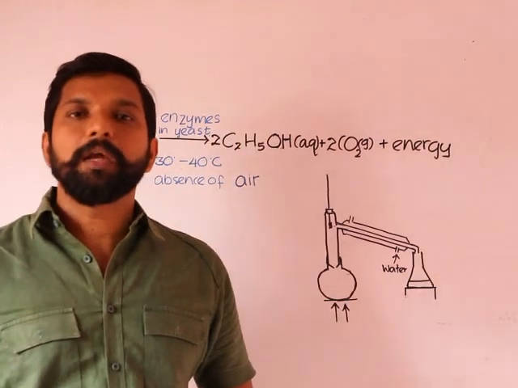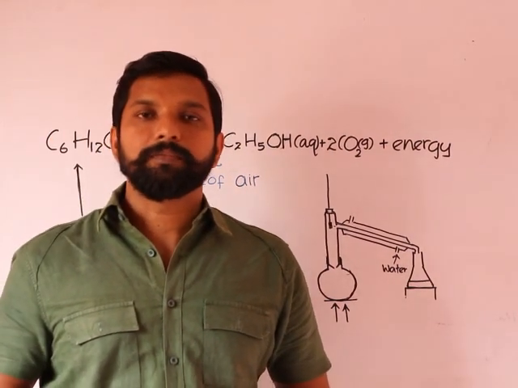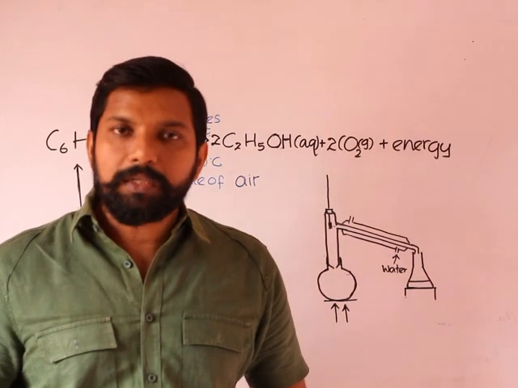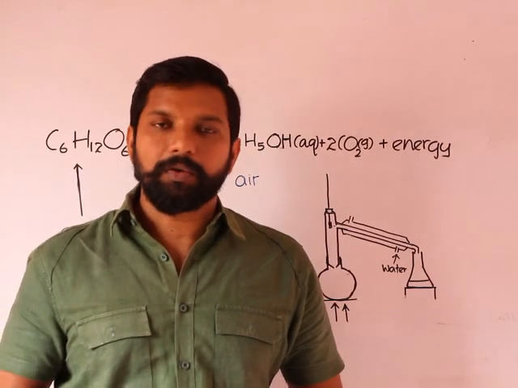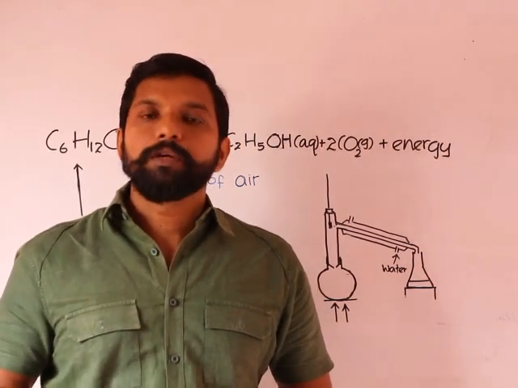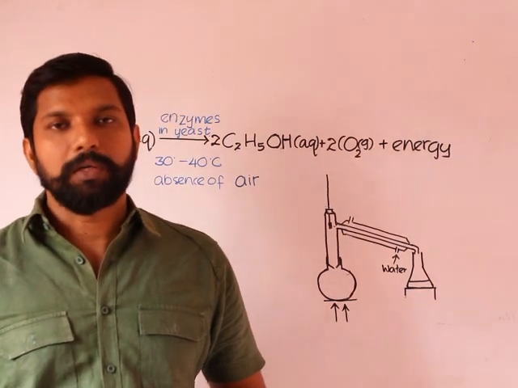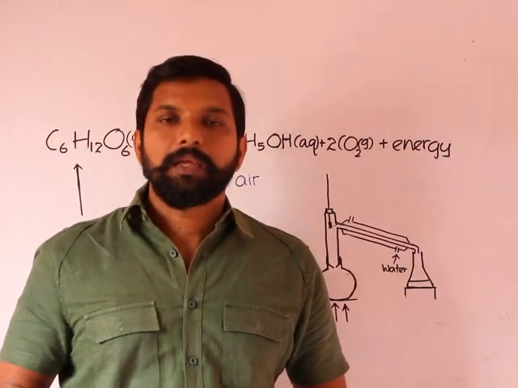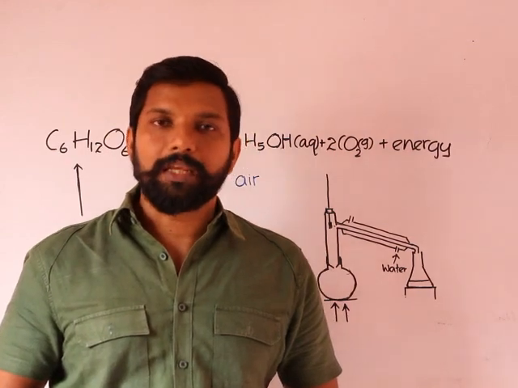Let's see how we can produce ethanol. There are two methods of manufacturing ethanol. First one, fermentation of sugar. Second one, hydration of ethene.